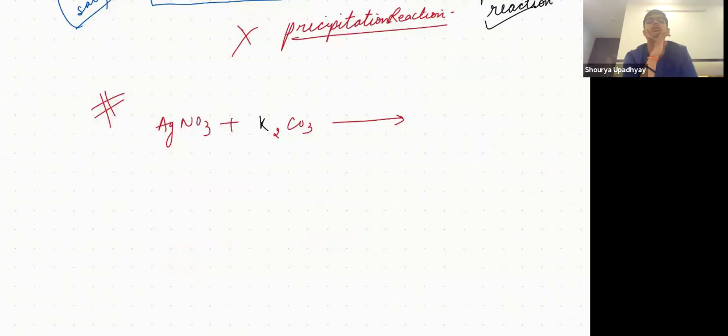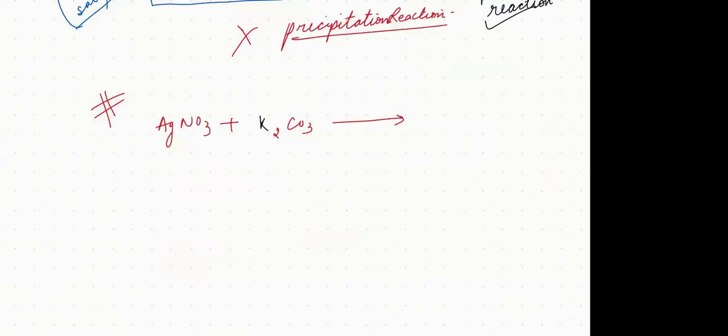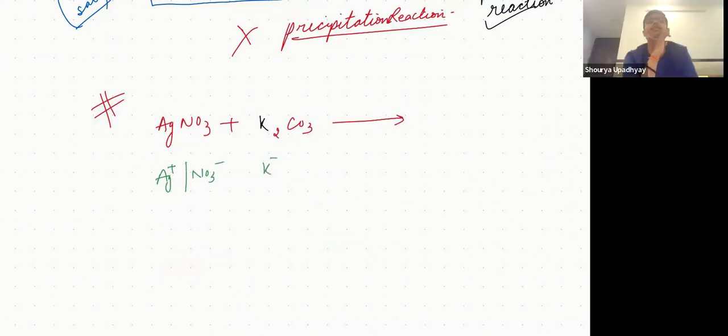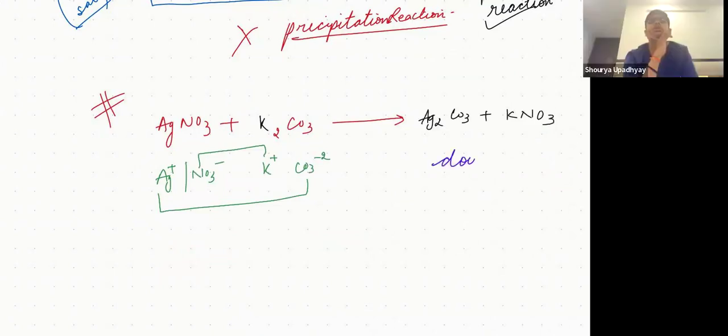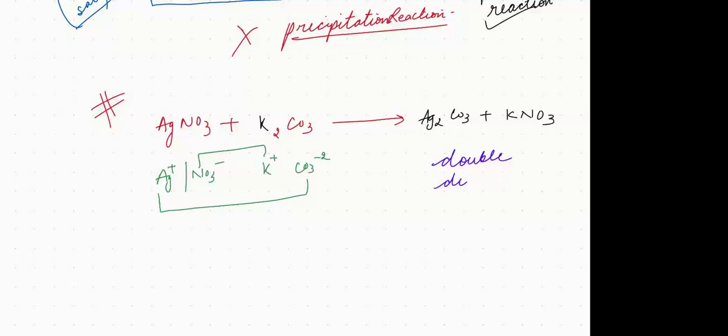So we have AgNO3 plus K2CO3. And how do we carry out the reaction? So we have Ag plus and we have NO3 negative. K2CO3 breaks down as K plus and CO3 minus 2. So positive goes with negative and positive goes with negative. So what do we have? We have Ag2CO3 and we have KNO3. Now you tell me, is it a double displacement reaction? Yes, it is. But is it a precipitation reaction? No, ma'am.